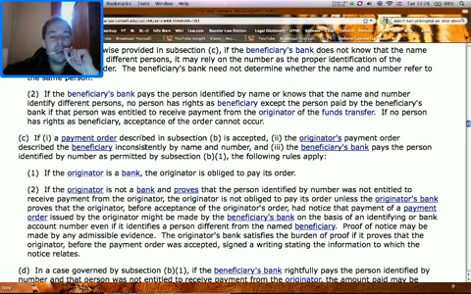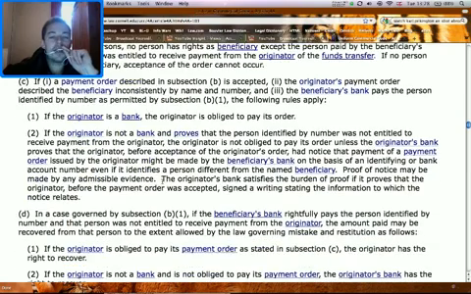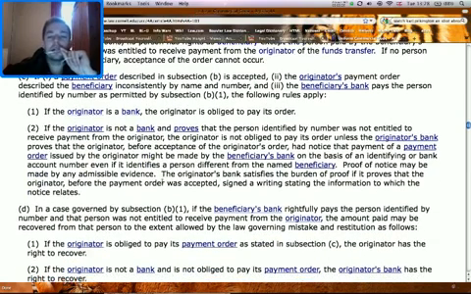C. If a payment order described in subsection B is accepted, the originator's payment order describes the beneficiary inconsistently by name and number, and 3. The beneficiary's bank pays the person identified by number as permitted by subsection B1, the following rules apply. If the originator is a bank, the originator is obliged to pay its order.